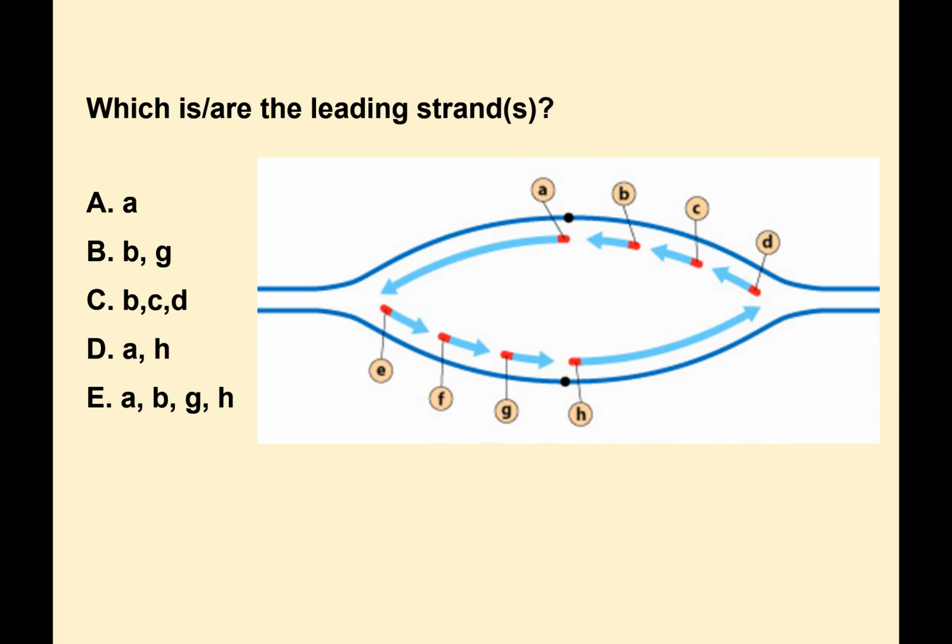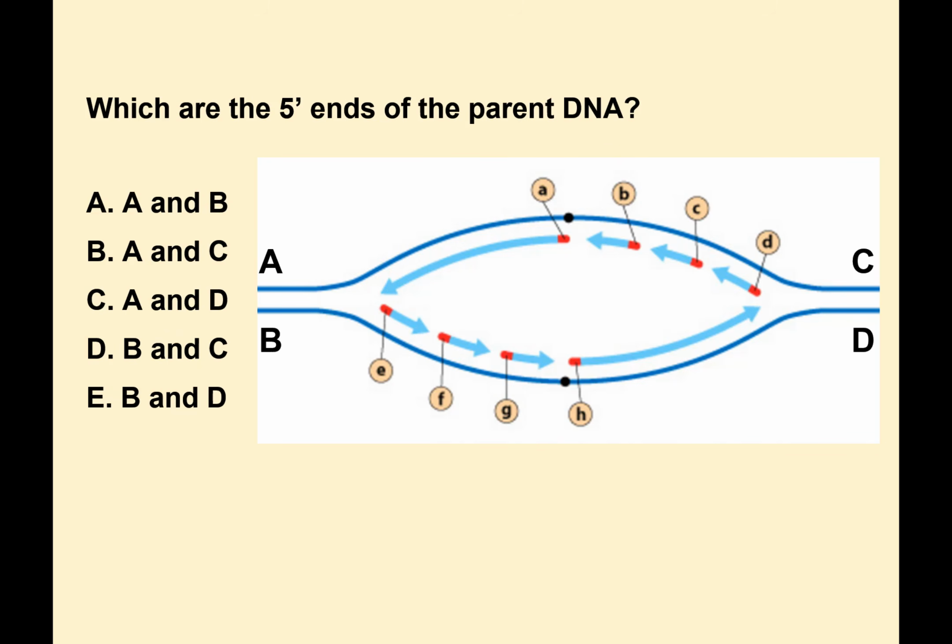Okay, which letter represents the leading strand or strands? So the way you want to tackle this is the one that points to the replication fork and that is continuous are going to be the leading strands. So that's A and H, so the answer is D. Okay, which are the 5' ends of the parent DNA?